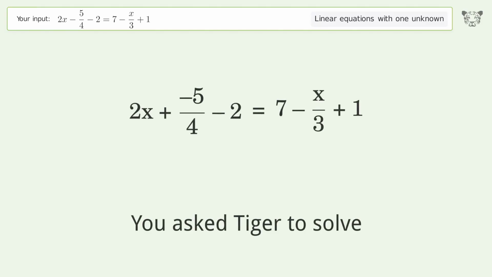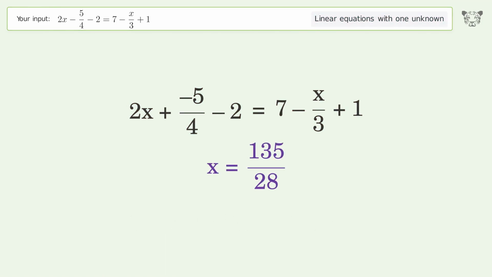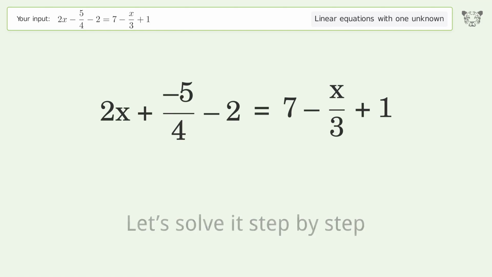You ask Tiger to solve. This deals with linear equations with one unknown. The final result is x equals 135/28. Let's solve it step by step.